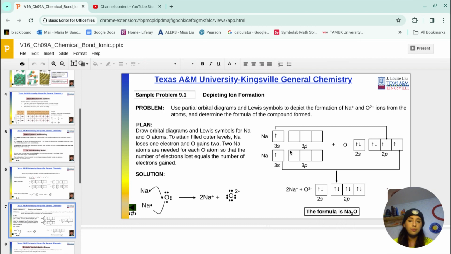Doing this, we're using our partial orbital diagram now. We have our Na, and we have 2 3s, and 2 3p. They're set up the same way for the most part. Now each of these is going to give an arrow to our oxygen to fill out a whole set, because our oxygen is missing 2 down arrows in the 2p. So in the end we have 2 Na plus O2 minus, which gives us 2s 2p with all full sets of up and down arrows, and our formula is Na2O.